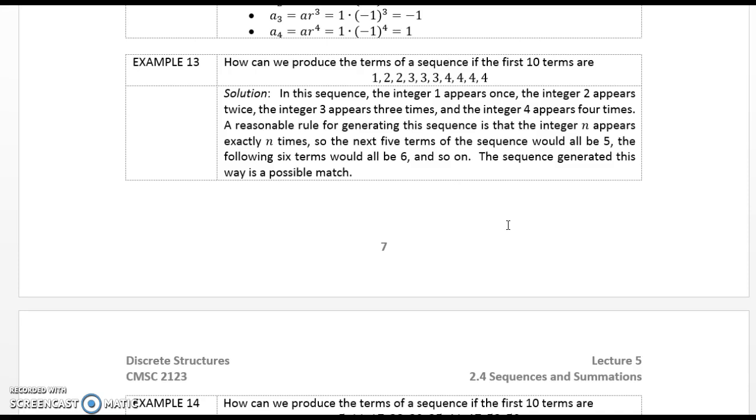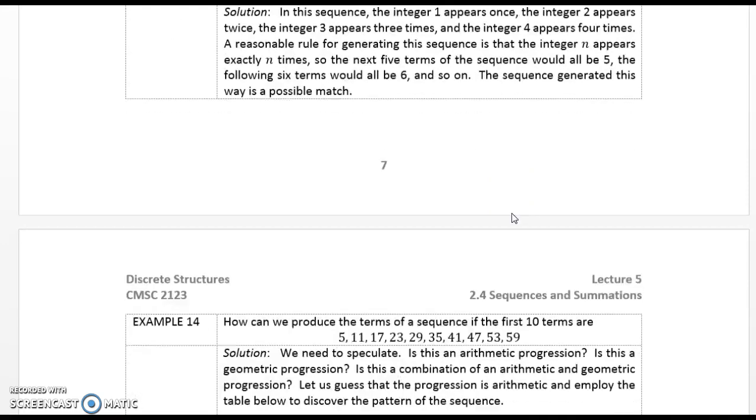A reasonable rule for generating the sequence is that the integer n appears exactly n times, so the next 5 terms of the sequence would be all 5s, the following 6 terms would be all 6s, and so on. The sequence generated this way is a possible match.